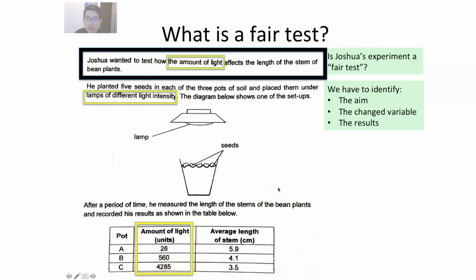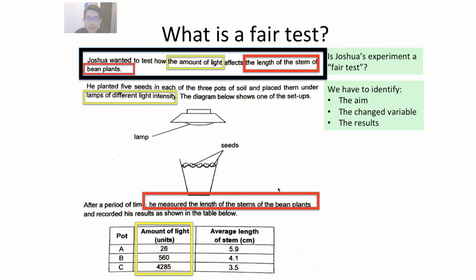And then we look at what are the results. The length of the stem of the bean plant. That length of the stem is what Joshua was measuring. And let's see, yes, he did try to measure the length and he recorded them here. So that is the results. Knowing this is not enough to tell me if this is a fair test.